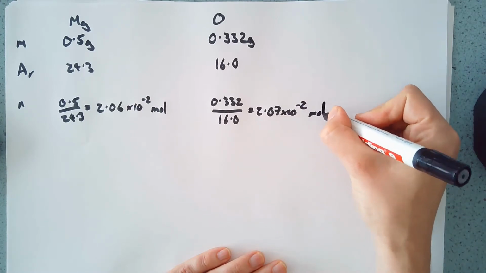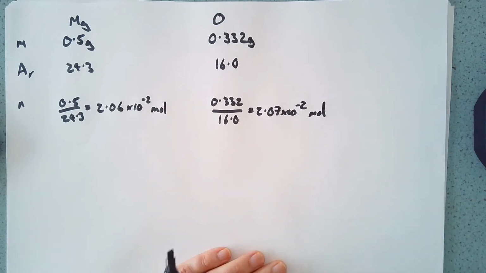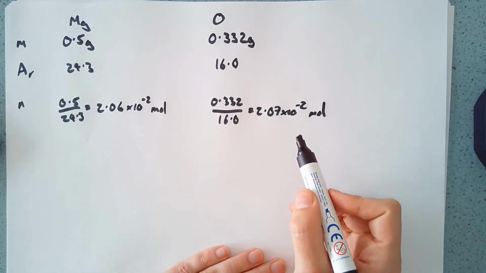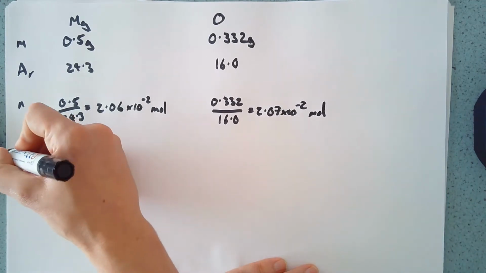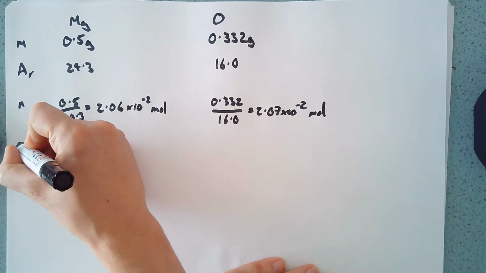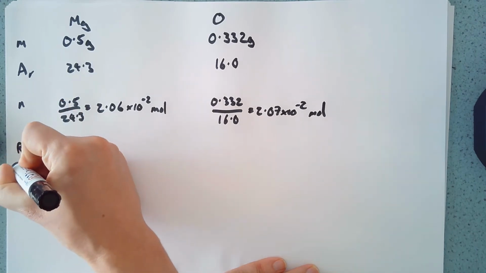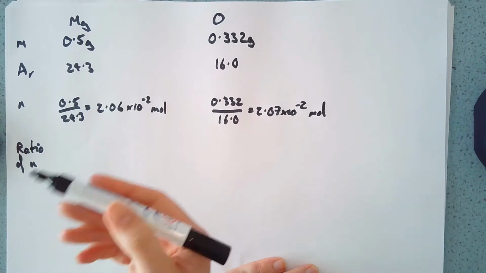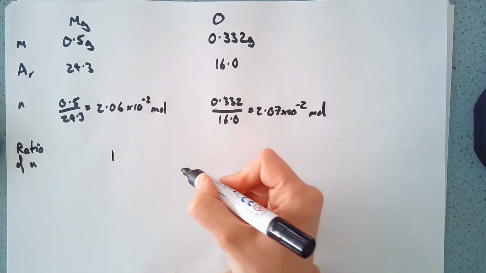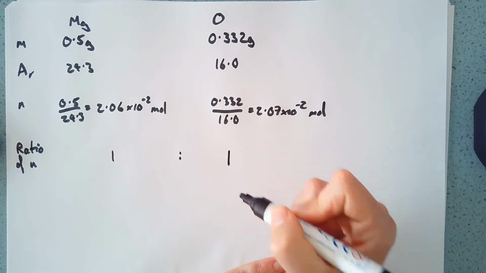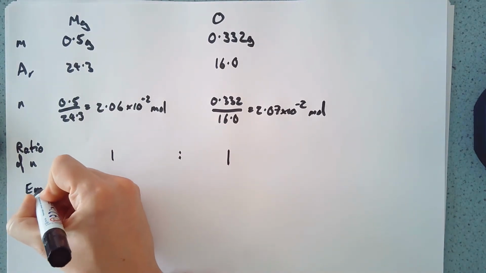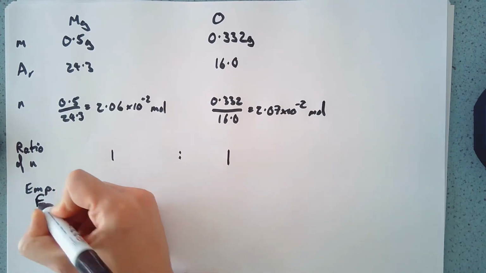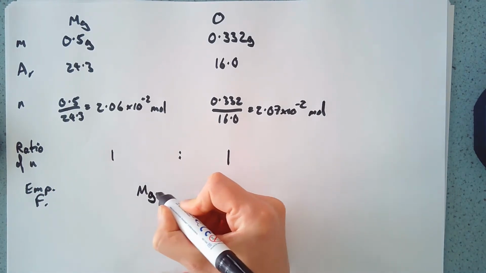And given that we're going to have a little bit of error in our experiment, those values are so close together that we're going to say, well, they're basically the same value. Okay, so as they're the same value, we can say that our ratio of moles, or our molar ratio, is going to be, for every 1 mole of this, we're going to get 1 mole of this. And then we can say, okay, well, that gives us an empirical formula of MgO.